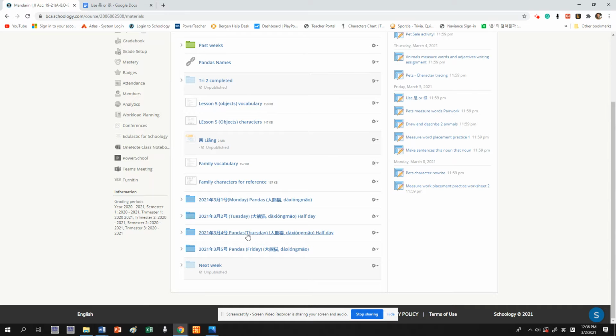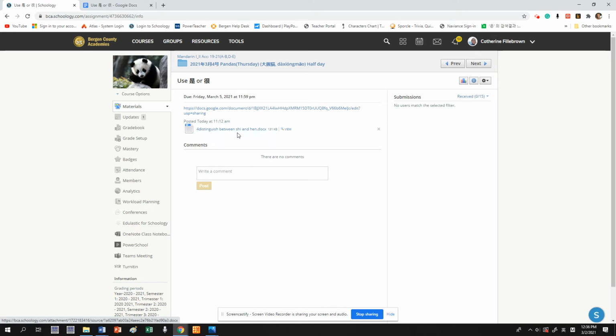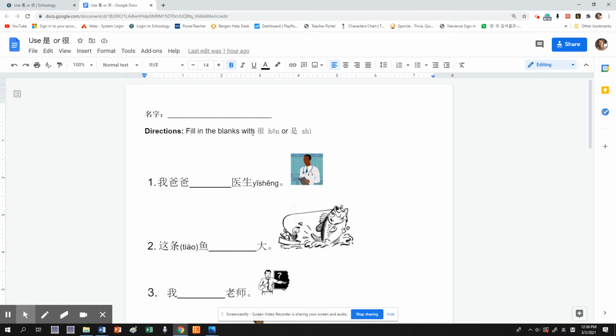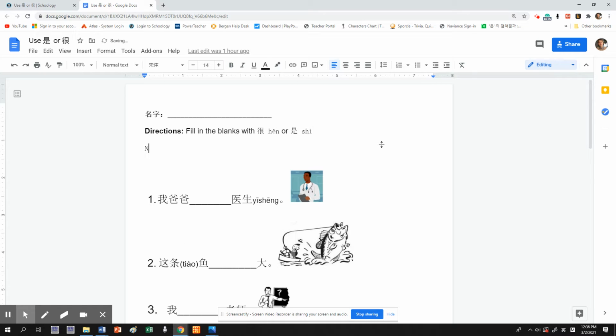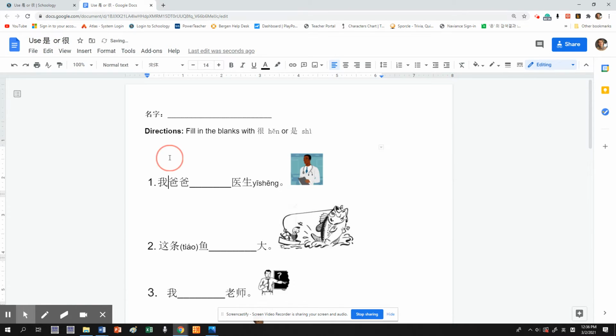So if you go to our folder for Thursday, the first activity is using 是 or 很, and it's a worksheet. If you click on it, you can use the Word document, or I've made it into a Google Doc. If you follow the Google Doc, you can make a copy, and then fill in the blanks with 很 or 是. And remember the rule is something, noun, 是, noun, or noun, 很, adjective. So you have to look at what comes after the blank and see if it's a noun or an adjective to help you decide. All right? And then fill in the blanks.